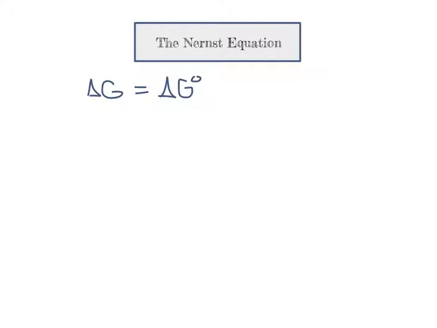This usually took into account any variations in temperature that would occur. The equation for that was delta G equals delta G for standard conditions plus the gas constant times temperature in Kelvin times the natural log of the reaction quotient. Now let's remember what each one of these things are.